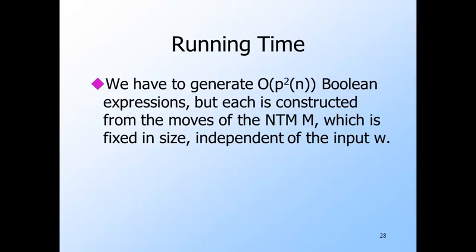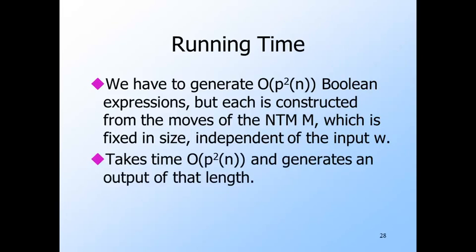Each of these expressions can depend on the number of states, symbols, and moves of M, but none of this depends on n. That is, as far as the length of the input w is concerned, each expression is of constant size. We claim that each of the order p squared of n expressions is easy to write down in time proportional to their length by a transducer that knows the moves of M. So the transducer can output moves right in time that is polynomial in the length of its input w.